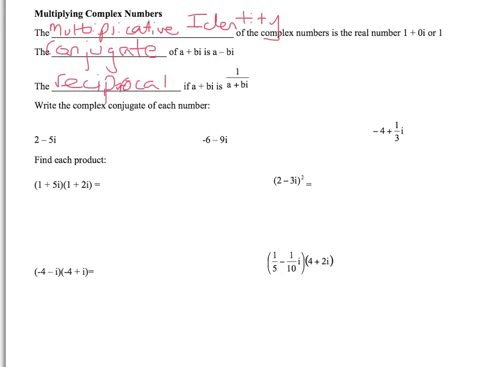Write the complex conjugate of each number. Easy. All you have to do is change the middle sign. So the conjugate of 2 minus 5i is 2 plus 5i. The conjugate of negative 6 minus 9i is negative 6 plus 9i. The conjugate of negative 4 plus 1/3 i is negative 4 minus 1/3 i. So conjugate is easy. Again, you hope to get those problems on the Regents exam.